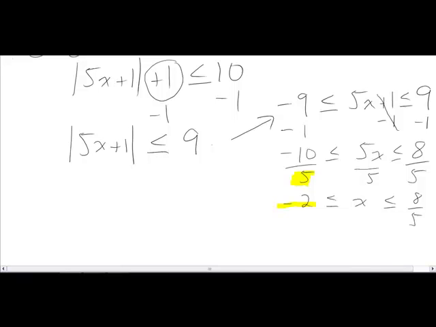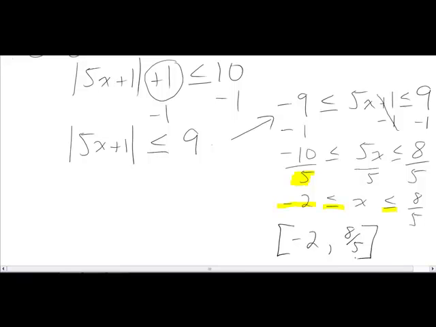So here's my answer, and let's write that in interval notation again, just to get comfortable with that, because you're going to see it both ways. This time I do have brackets because of the or equal to. Because of that right there and that right there, I've got less than or equal to symbols. That means I use brackets. So I have bracket negative 2 comma 8/5 bracket to close it. And there is my interval in interval notation.